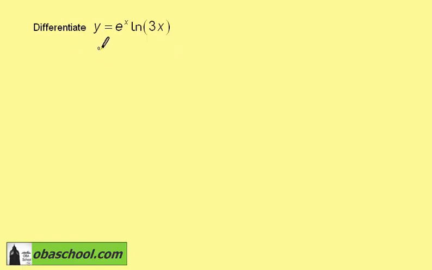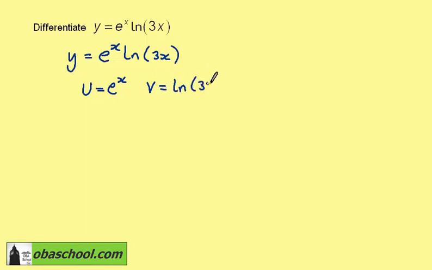We want to differentiate y is equal to e to the x log 3x. Once again, we have a product. So we need to identify a u and a v, and here we'll say that u is equal to e to the x and v is equal to the log of 3x.